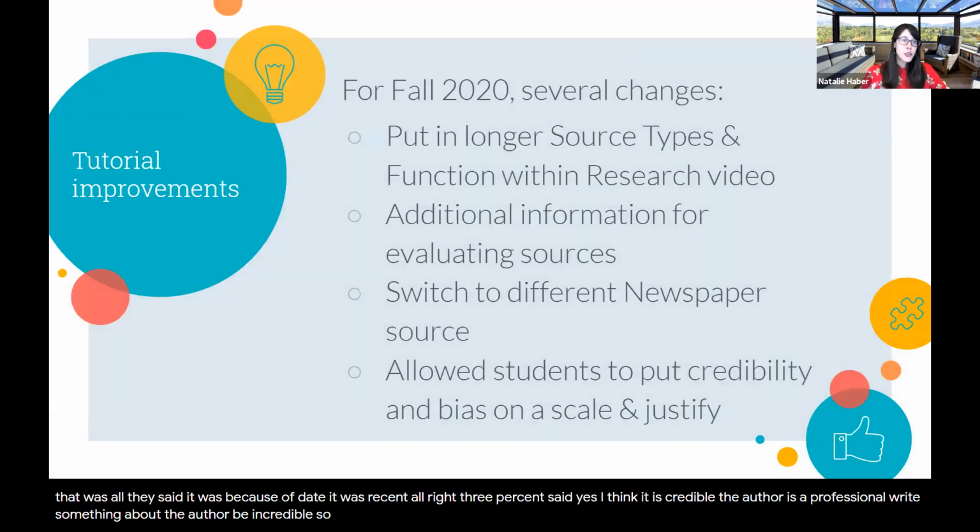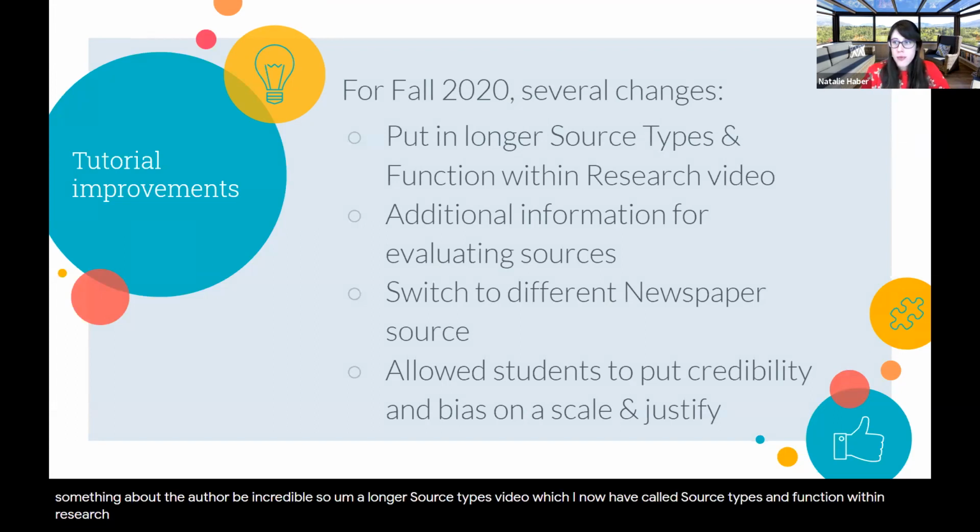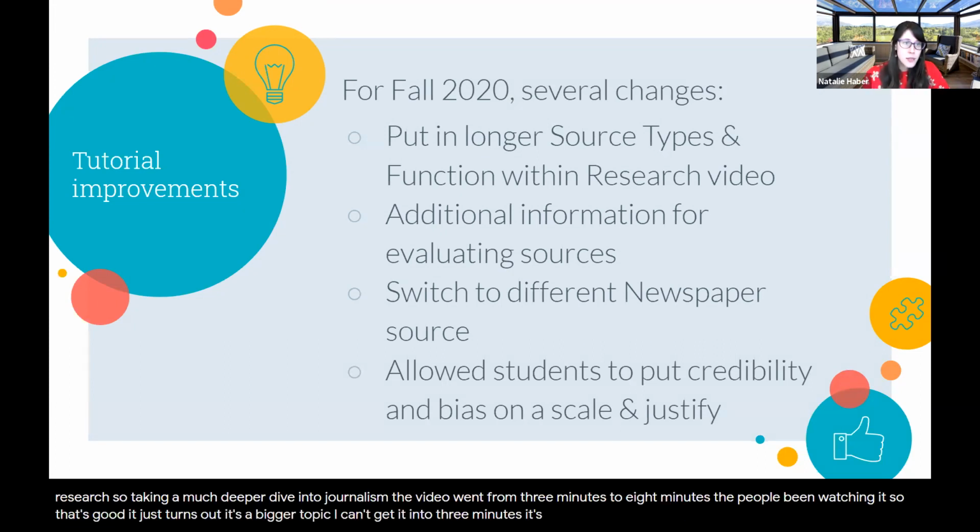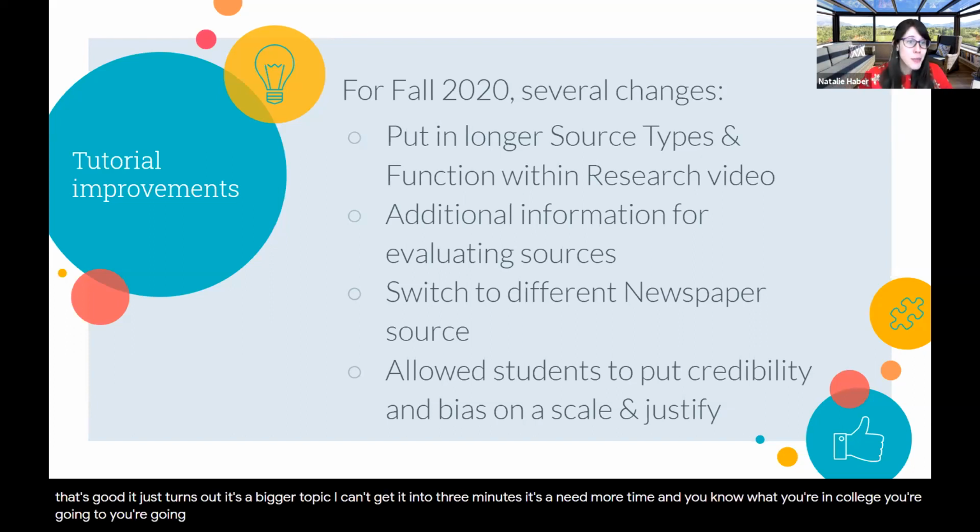So the tutorial improvements looked like a longer source types video, which I now have called source types and function within research. Taking a much deeper dive into journalism, the video went from 3 minutes to 8 minutes. People have been watching it, so that's good. It just turns out it's a bigger topic. I can't get it into 3 minutes. I need more time. And you know what? You're in college, so you're gonna watch my 8 minute video on source types. Additional information about evaluating sources.